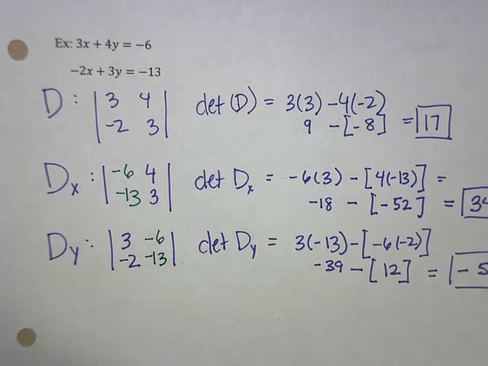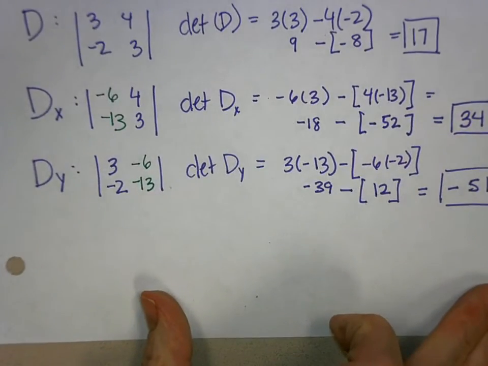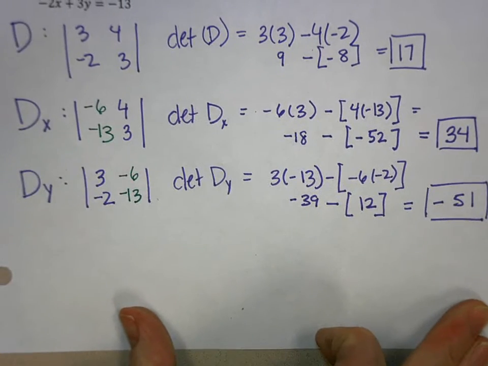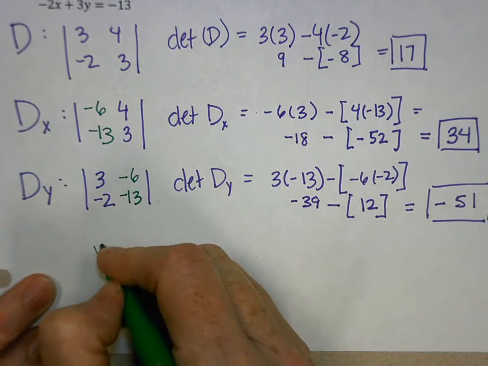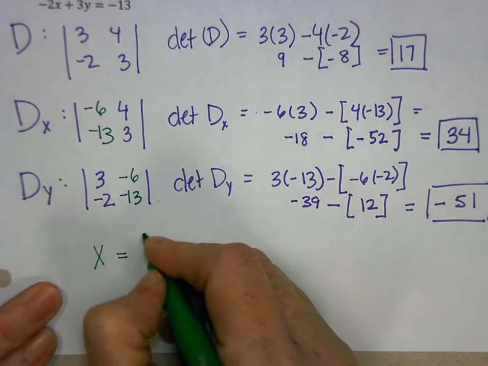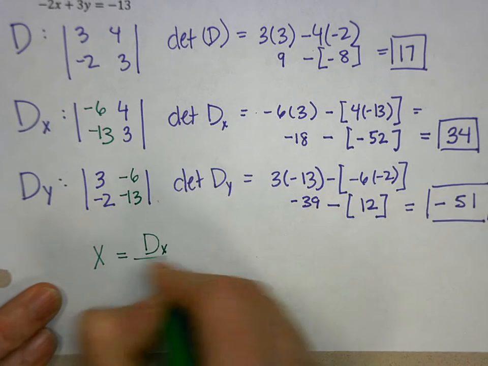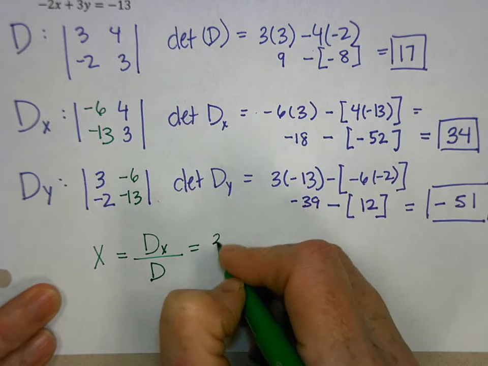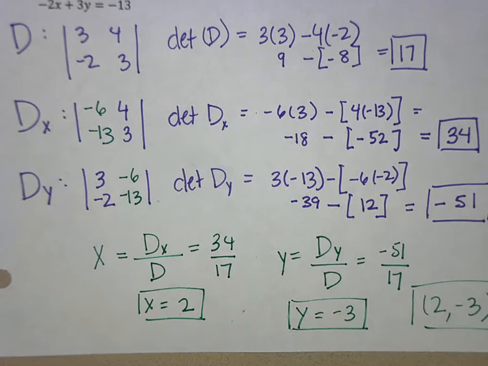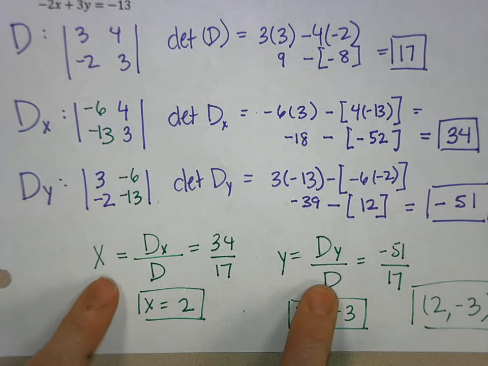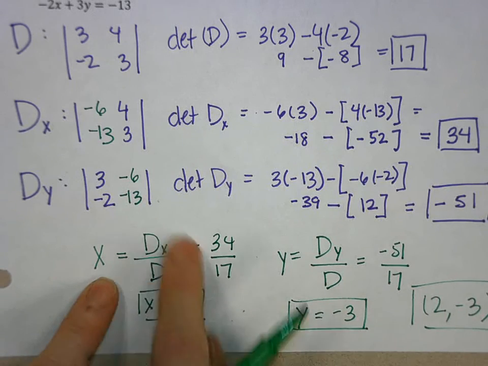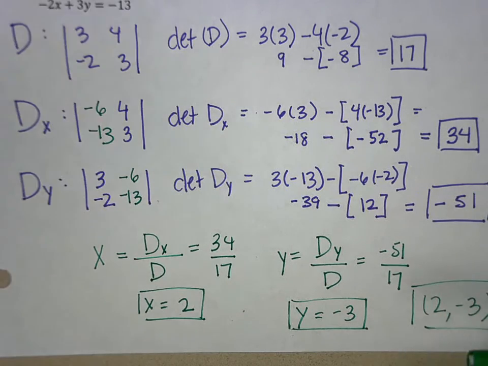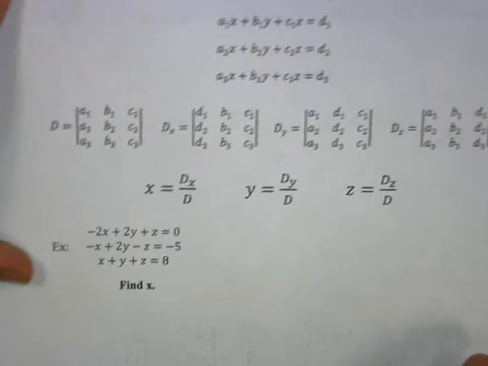So what do I do next? All right, I've got all 3 determinants. So in order to solve for x, x equals the determinant of x, D of x over D, which, looking at my numbers, is 34 over D, 17. This is Cramer's rule, using determinants to find the solution to your system.